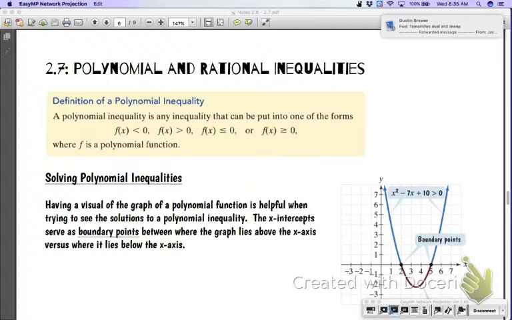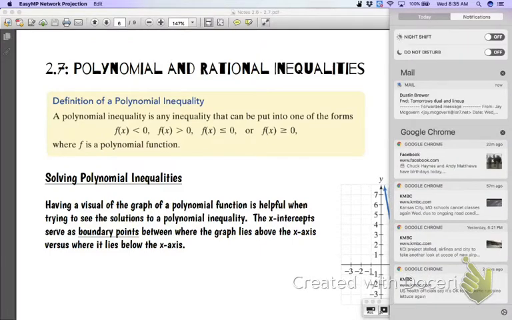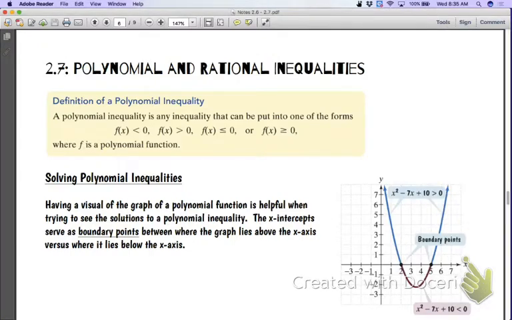Okay? It's either going to be less than or greater than, where things are not included, or it's going to be less than or equal to, or greater than or equal to. Okay. Usually, we always talk about our zeros. So basically, whenever it's above the y-axis or below the y-axis.